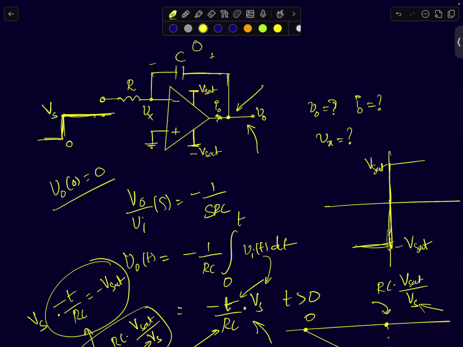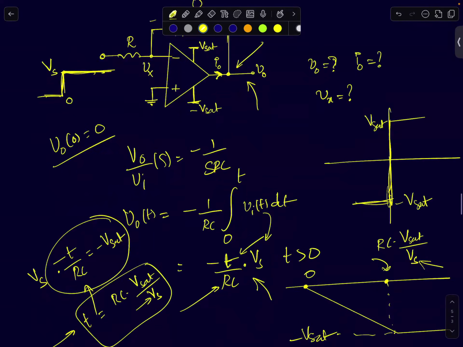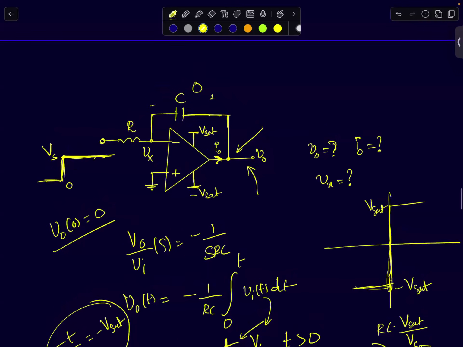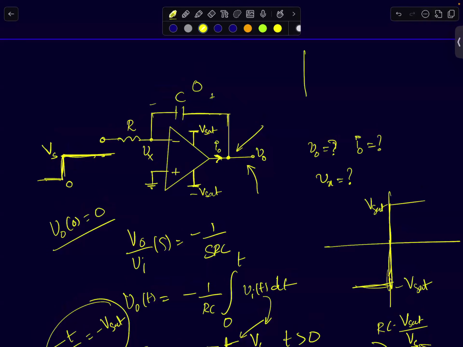So can you tell me what happens to I naught? What we have plotted is V naught. What about I naught? If I ask you to plot I naught, how do you think it will look? Look at the direction of current. I naught is in this direction. I naught will be constant.